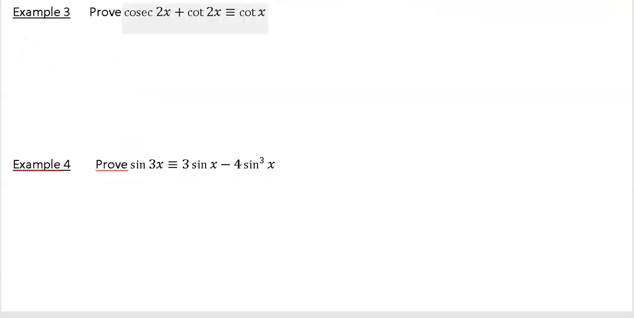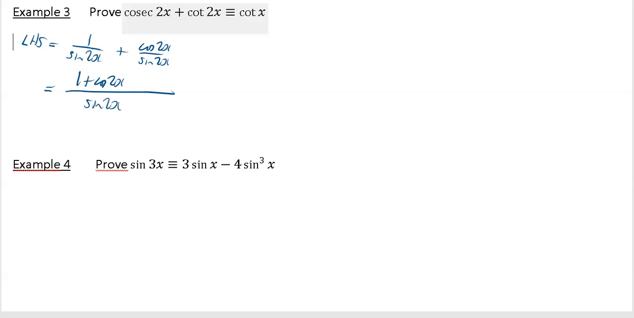Okay, again, there's definitely more you can do with the left hand side. I'm going to write this in terms of sine and cos. So first of all, I'm going to write it as 1 over sine of 2x plus cot, and remember, cot is cos 2x over sine 2x. And again, I can take a common denominator here. So the common denominator is going to be sine 2x. The top line then is 1 plus cos 2x. Right, nothing else we can do here.